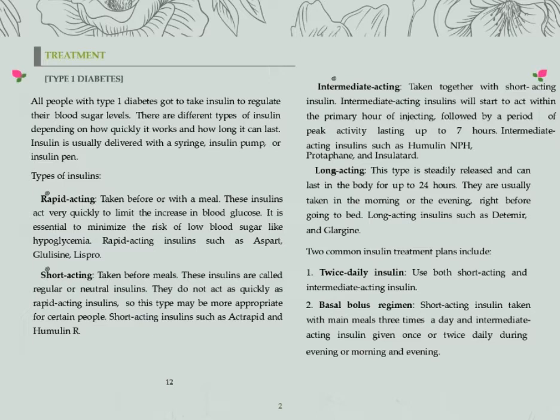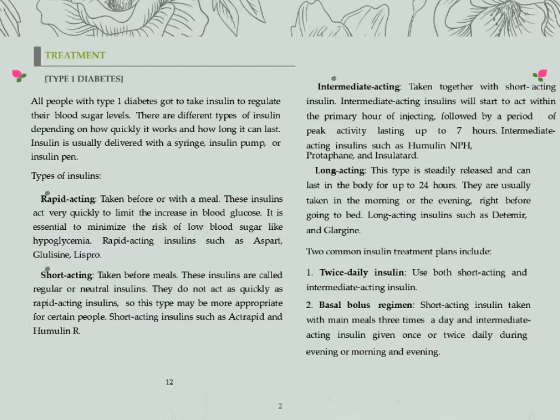Next is short-acting insulin that should be taken before meals and does not act as quickly as rapid-acting insulin, and may be appropriate for certain people only. And the third one is intermediate-acting insulin. These should be taken together with short-acting insulin. Intermediate-acting insulin will start to act within the first hour of injecting, followed by a period of peak activity lasting up to 7 hours.